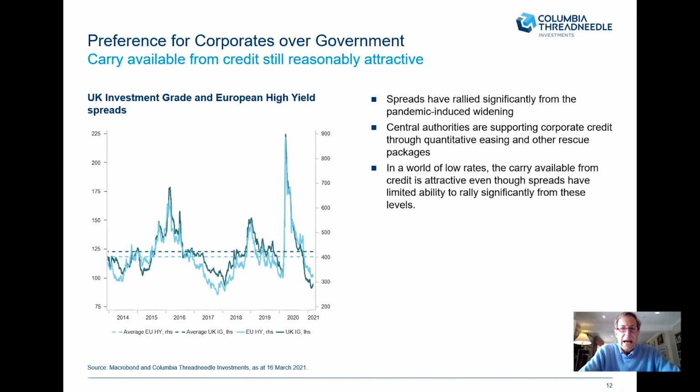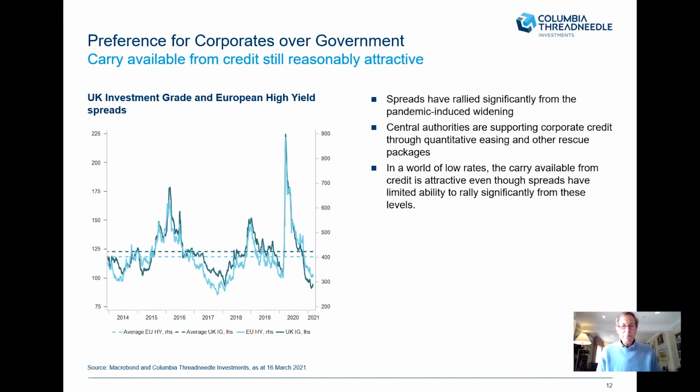A, with a better economic outlook, that makes corporate credit a bit safer, and B, central banks' QE programs are actually buying corporate debt as well as government bonds. So that gives them further support. So the bias within our bond portfolios is towards corporate bonds rather than governments.